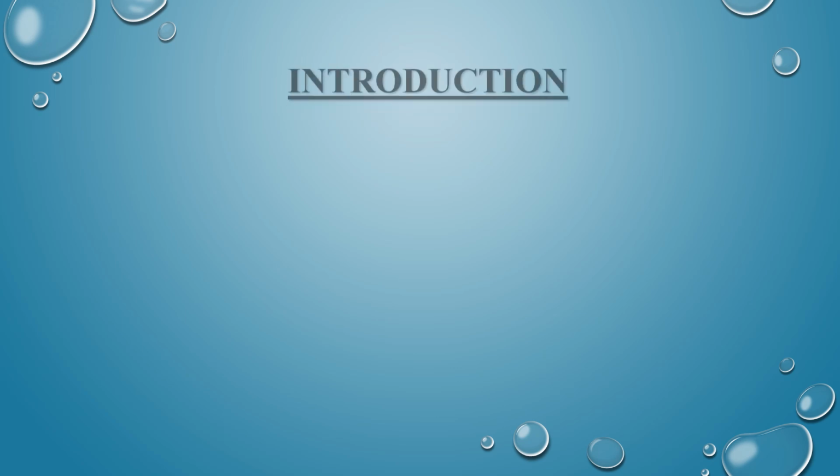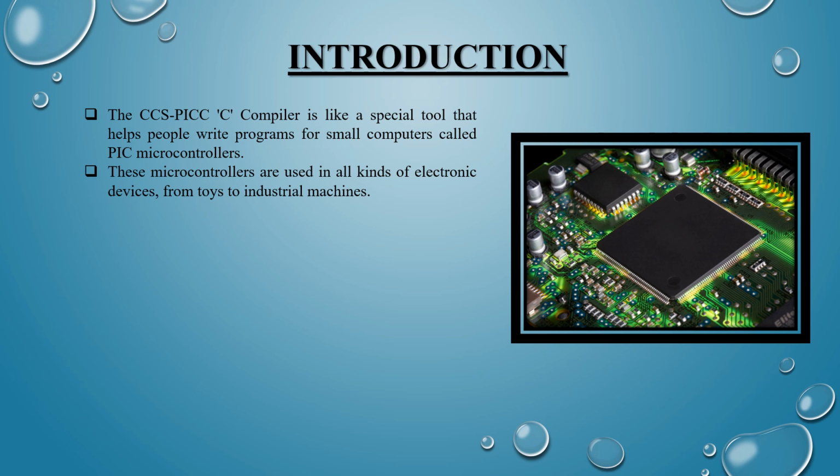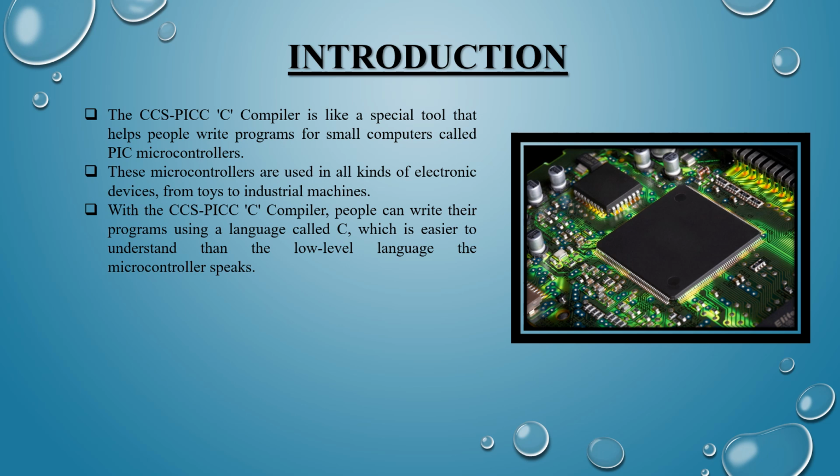Now we will start with the introduction part. The CCS PICC C Compiler is like a special tool that helps people write programs for small computers called PIC microcontrollers. These microcontrollers are used in all kinds of electronic devices, from toys to industrial machines. With the CCS PICC C Compiler, people can write their programs using a language called C, which is easier to understand than the low-level language the microcontroller speaks.